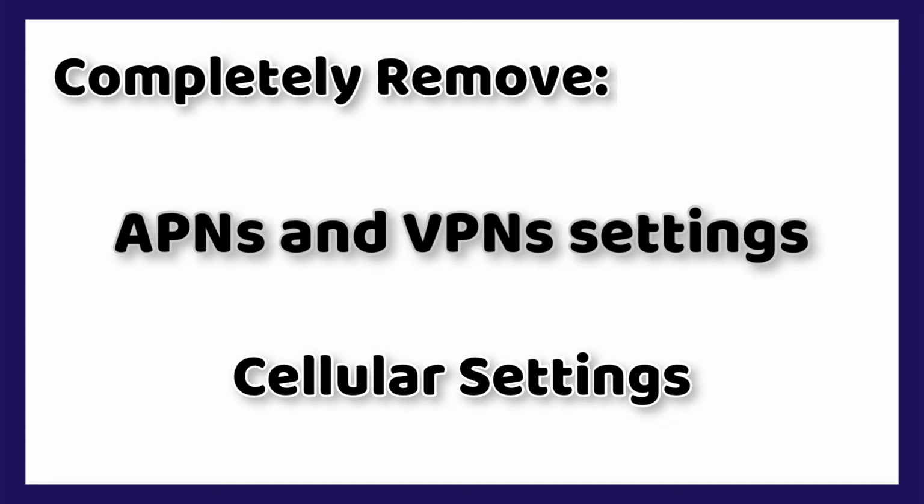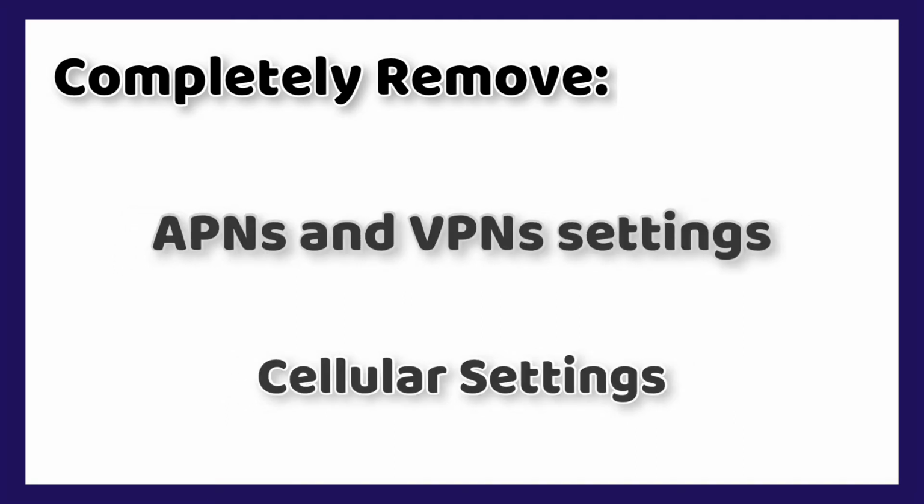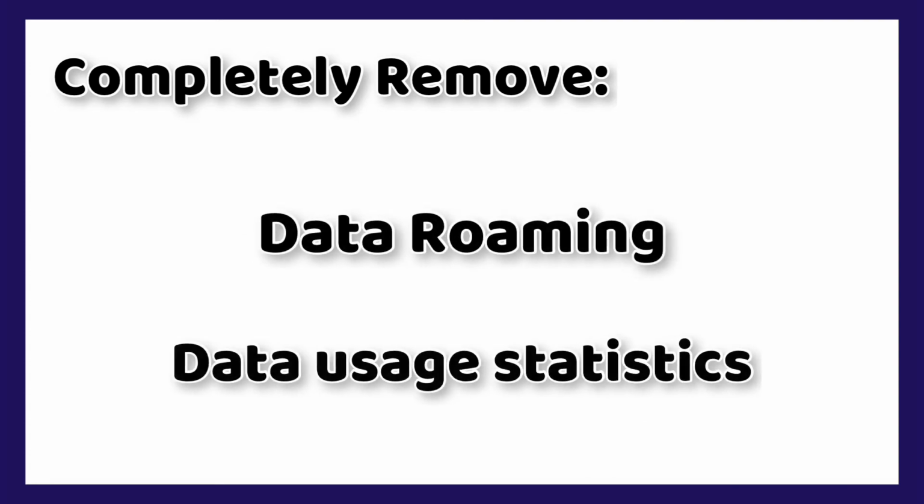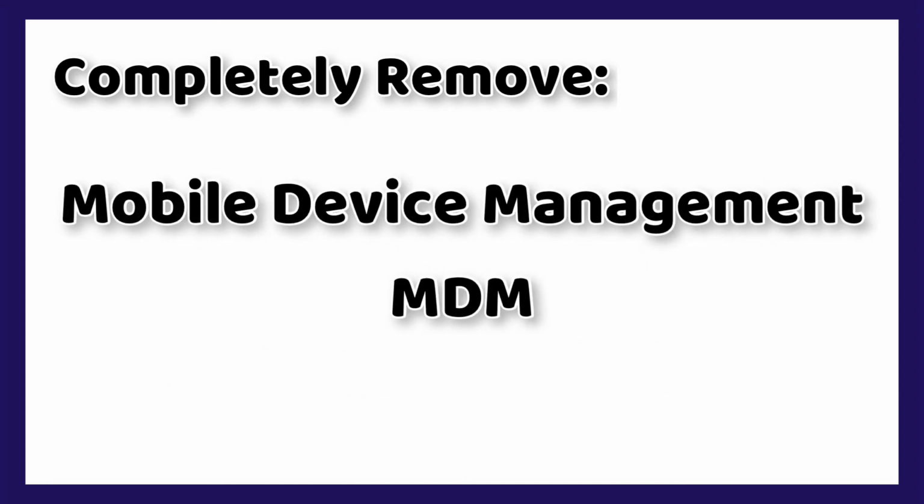Cellular settings include your preferred mobile network type, 2G, 3G, LTE, 4G, and it sets the network selection mode to automatic. It also turns off data roaming and clears the data usage statistics. Mobile device management, MDM, settings are removed.